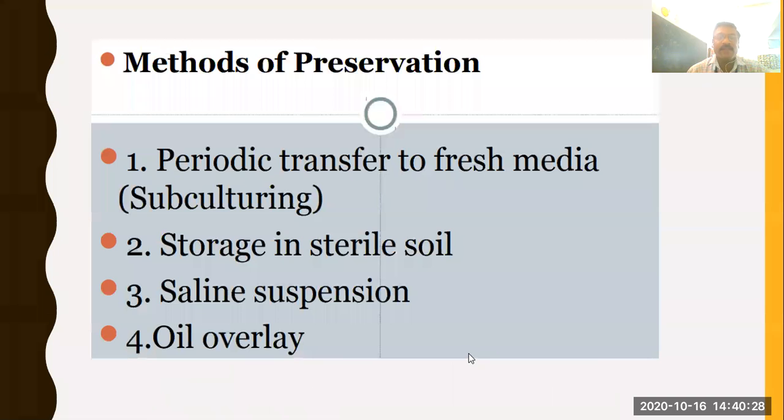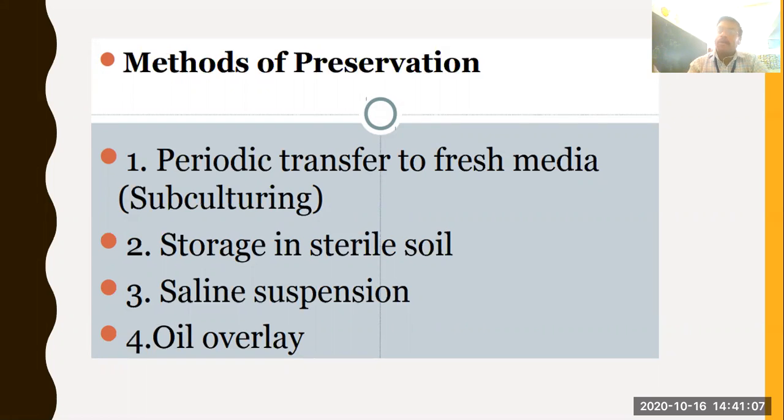Last time we discussed the temperature for preservation of such important cultures, which is minus 70 degrees, the freezer temperature. Preservation is mainly by 4 important techniques. One, the periodic transfer to fresh media, which we call subculturing. Second, storage in sterile soil. Third, the saline suspension, but this saline suspension is not a preservation technique; it is for a time-being activity. And the fourth one is the oil overlay method.